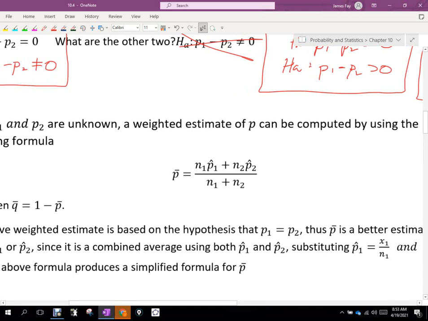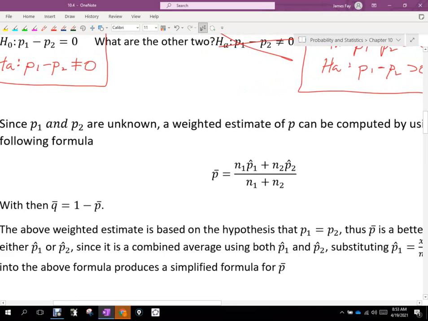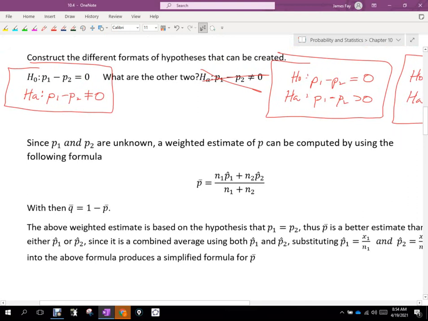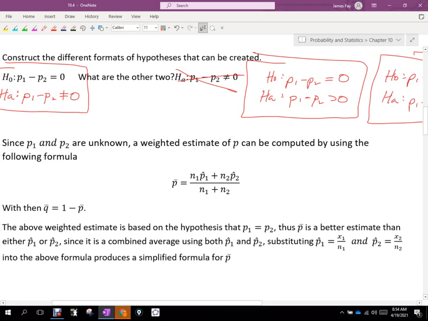Okay, Q bar then would be 1 minus P bar. So the above weighted estimate is based on the hypothesis that P1 equals P2, or that P1 minus P2 equals 0. Thus P bar is a better estimate than either P hat sub 1 or P hat sub 2. Does that make sense?